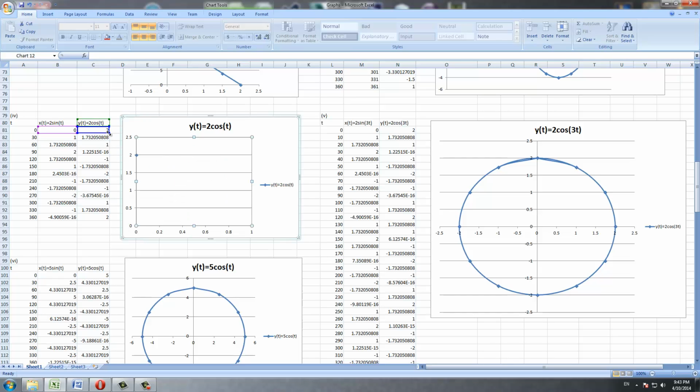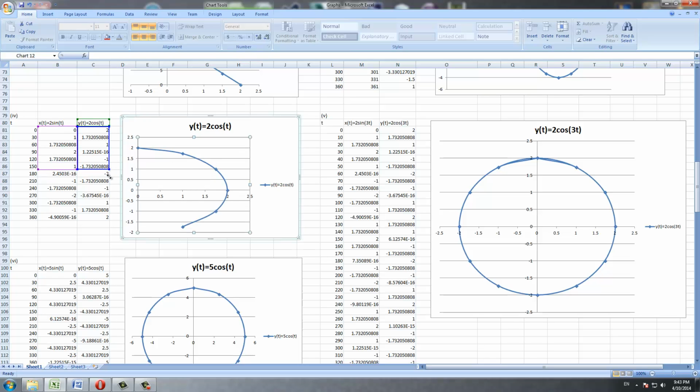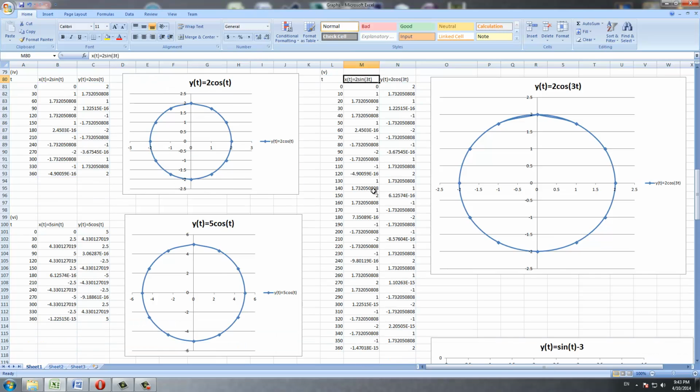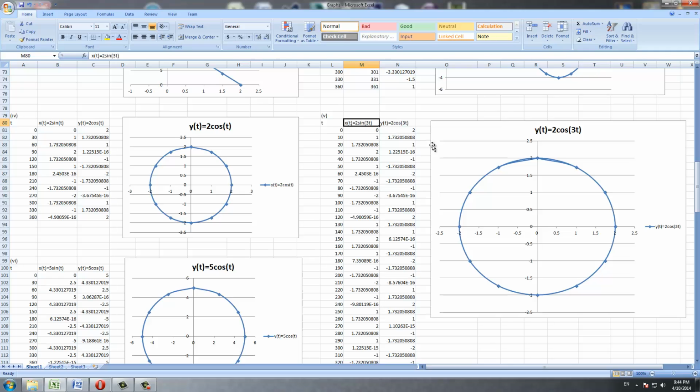As the time goes, my points are moving, and it's creating a circle. And it took 360 again, seconds or minutes, whatever the time is, to create the circle. Another thing is if I have 3 times t, this means that I created 3 circles in the time that it would take to create one circle.